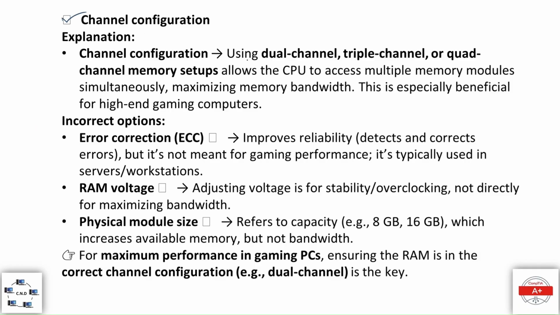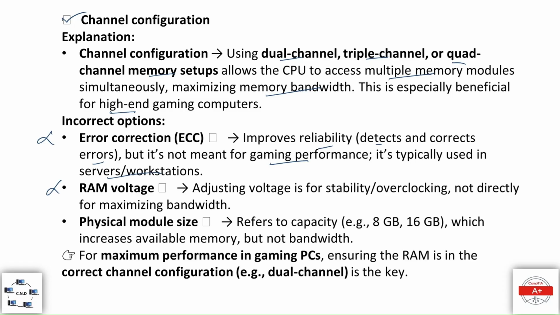So the channel configuration, using dual channel, triple channel, or quad channel memory setups, allows the CPU to access multiple memory modules simultaneously, maximizing memory bandwidth. This is specifically beneficial for high-end gaming computers. Incorrect option, error correction. Error correction improves reliability, that is, it detects and corrects errors, but it's not meant for gaming performance. It's typically used in servers and workstations.